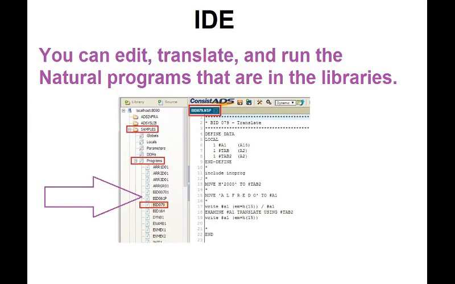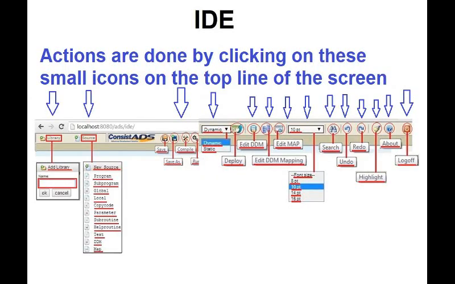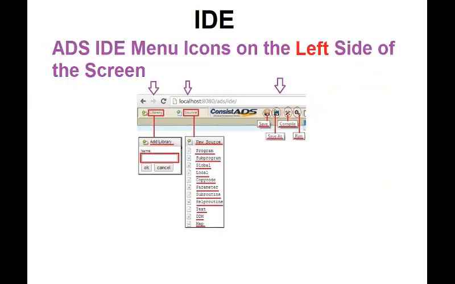You can edit, translate, and run the natural programs that are in the libraries. These actions are done by clicking on the small icons on the top line of the screen, each icon representing a different task you can perform. Here are the ADS IDE menu icons on the left side of the screen.